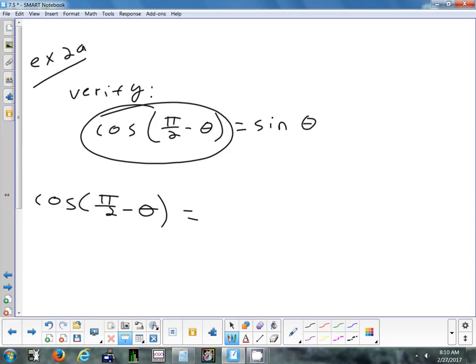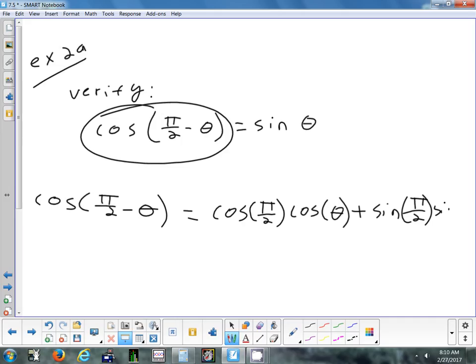Can somebody remind me, what's the pattern for cosine of a difference? Cosine of the first, yep, then cosine of the second one, plus the sine of the first times sine of the second.